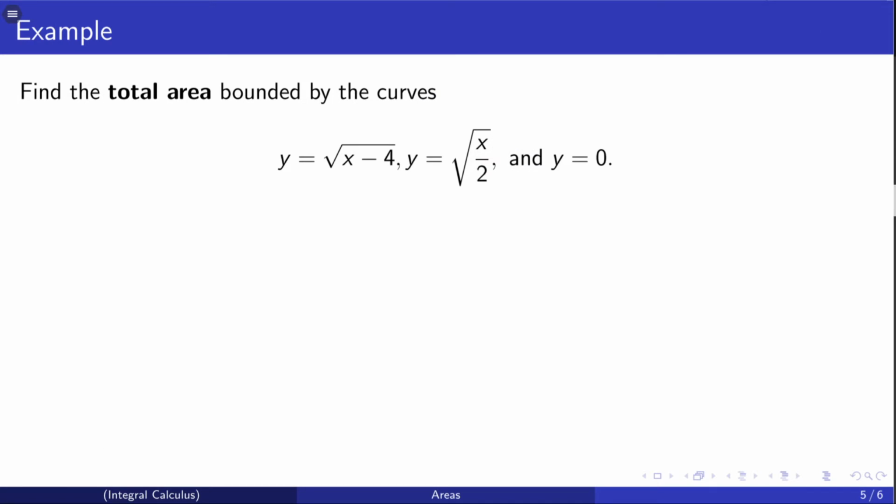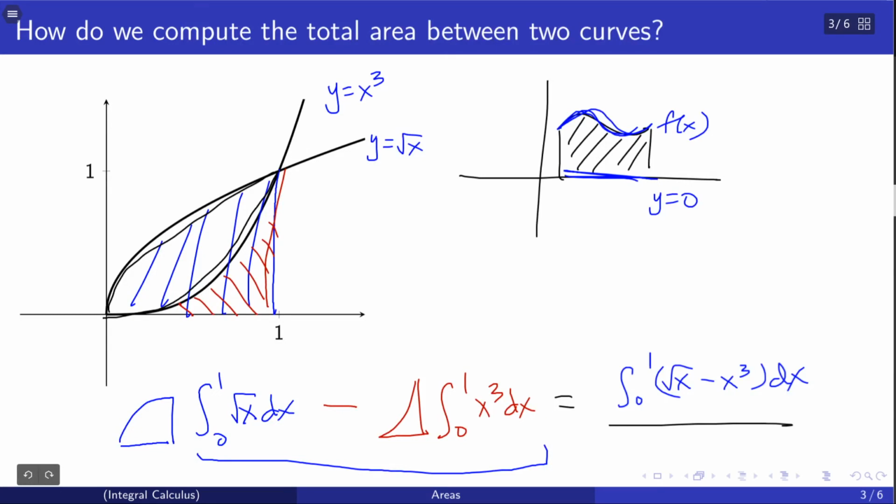Now, usually, when you're just given equations for your curves and you're not actually given what the graphs look like, you have to do that extra step of finding the points of intersection among these curves in order to find out what's that x value you end your integral with? What's that x value you start your integral with? So what's your a and what's your b?